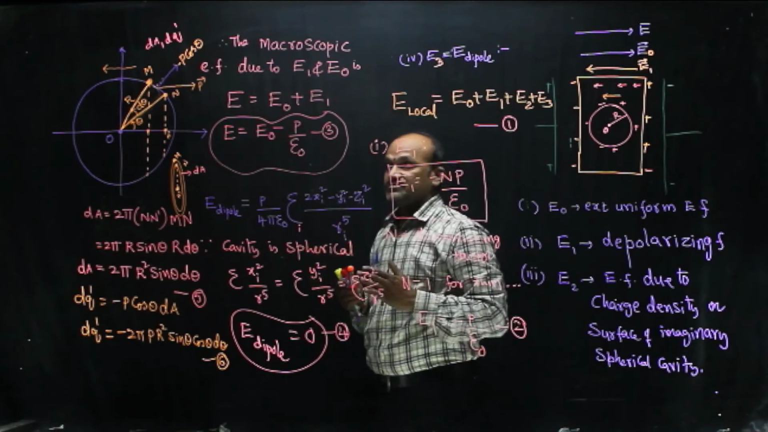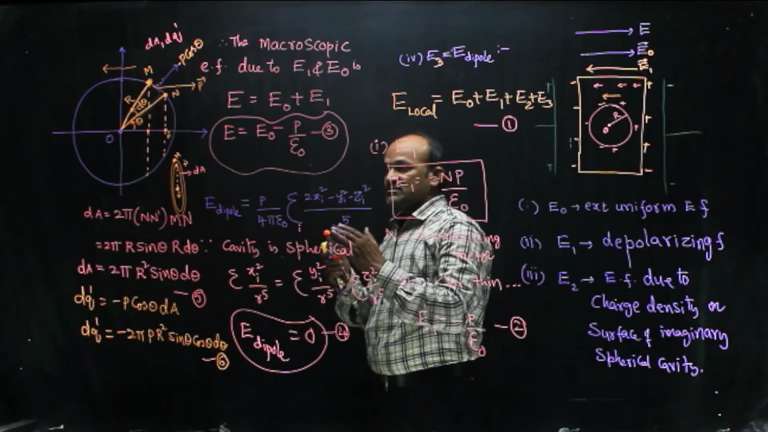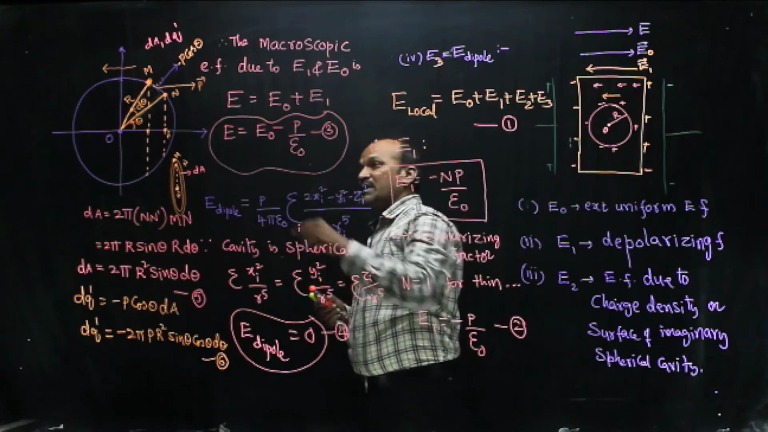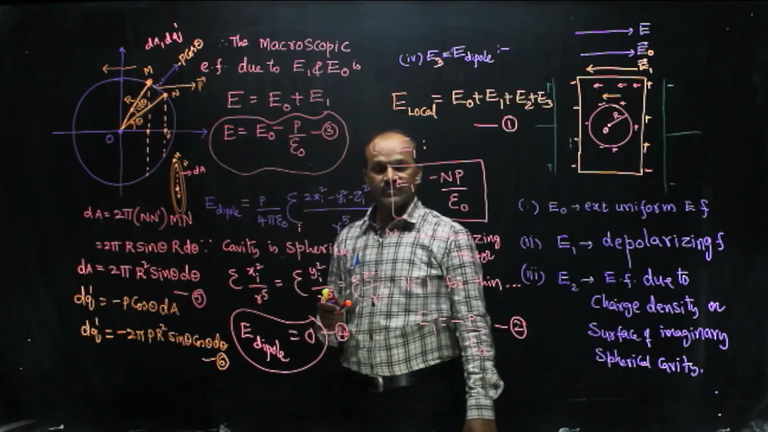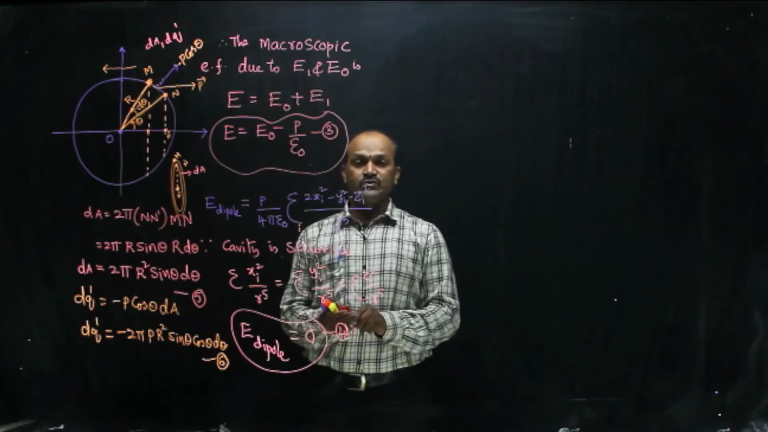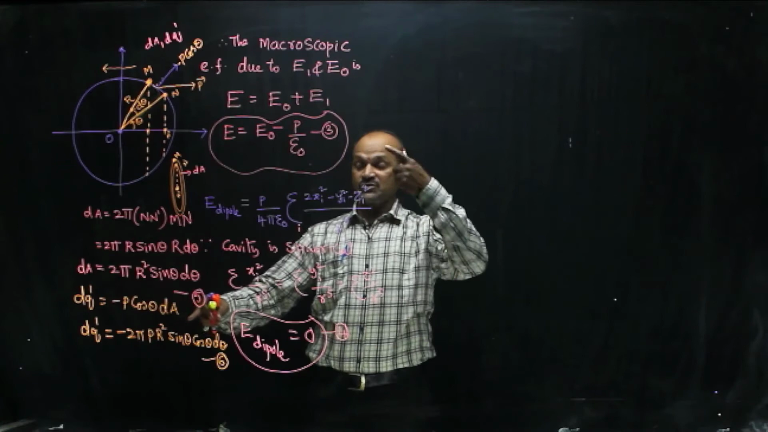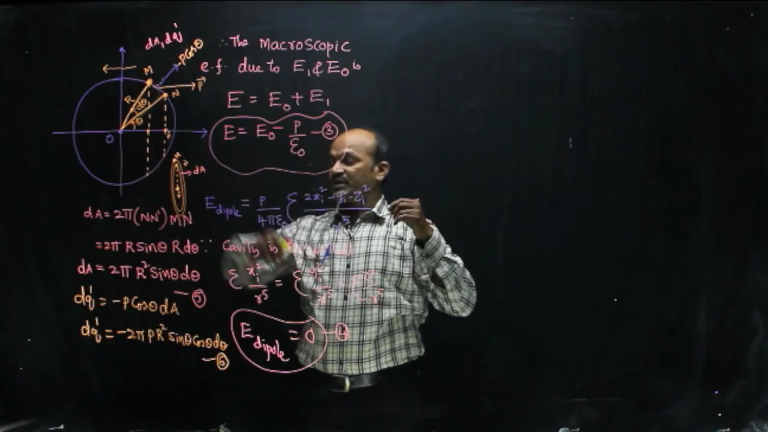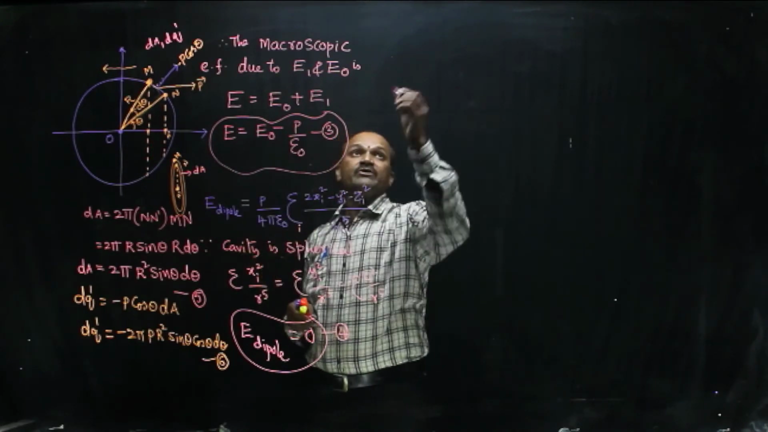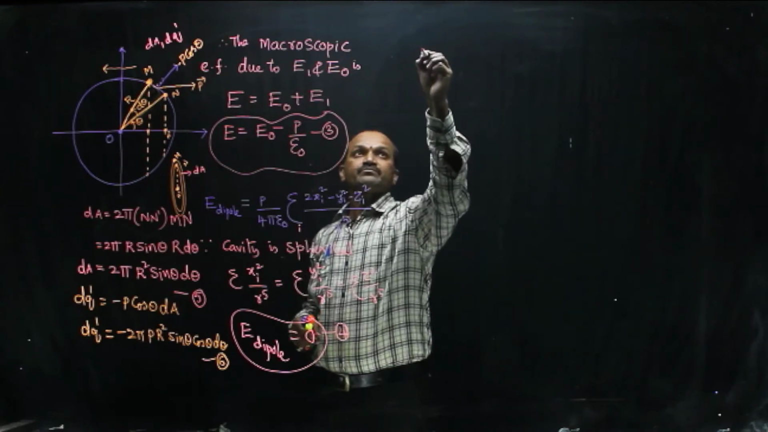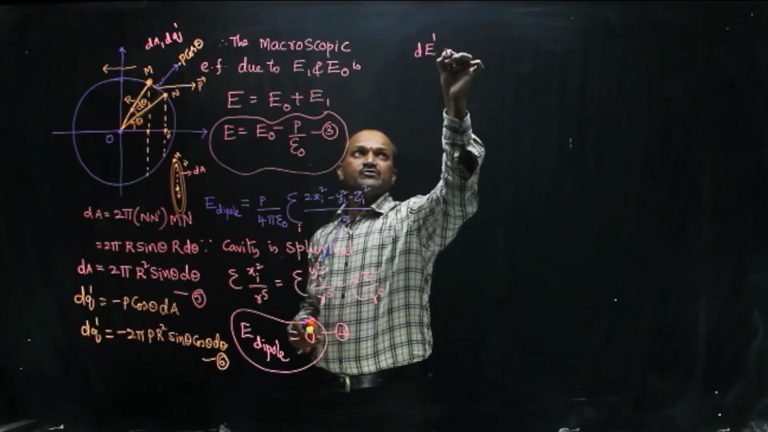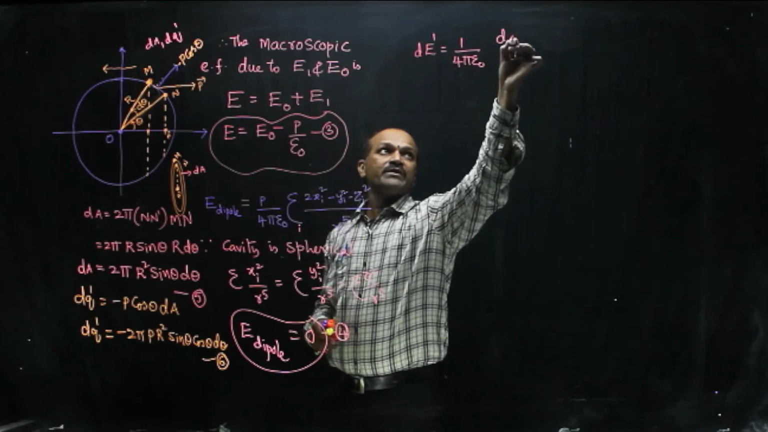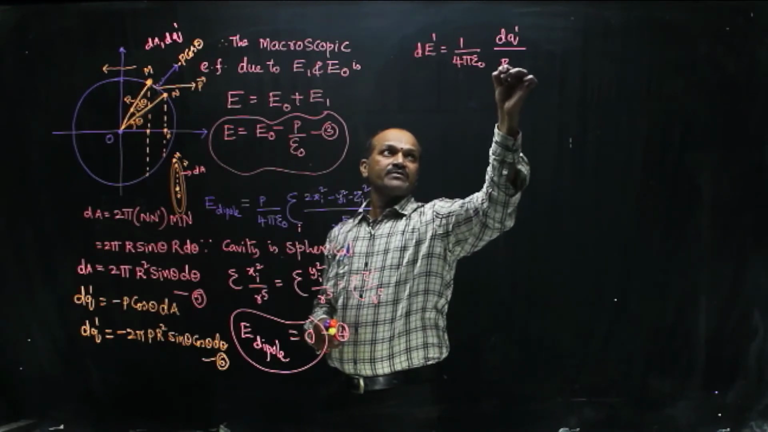We got the charge on this circular strip. Due to that strip, an electric field is present at O, which we'll see now. The charge on the circular strip is dq dash. Due to this dq dash, at O there will be an electric field, which I write as dE dash equal to 1 by 4 pi epsilon naught, dq dash by R squared.